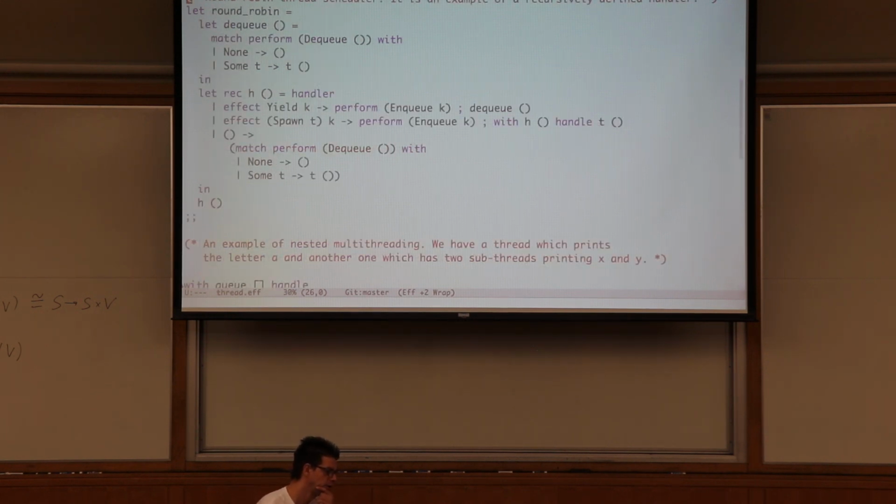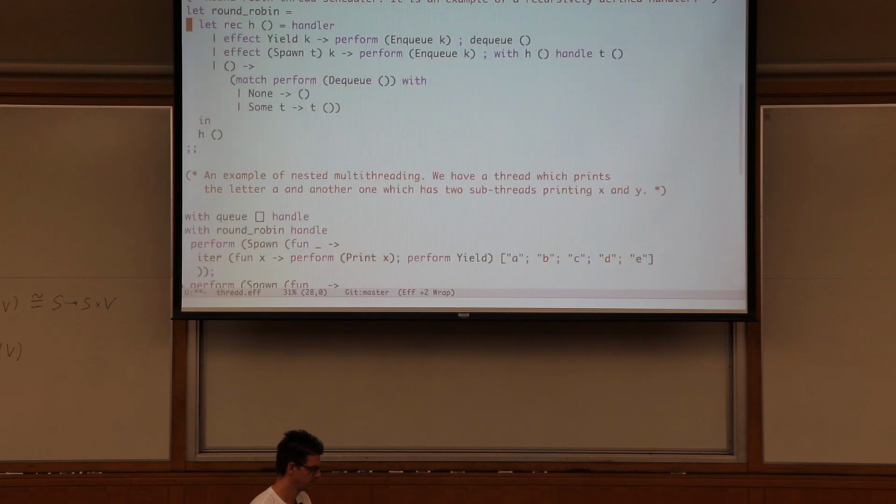Okay, so here's the round robin thread scheduler. Notice that this is going to be a recursively defined handler. So we're going to define a handler which uses itself while it's handling things. And this is seen here. It's a recursive handler H. But here is, first of all, this is not needed. There we go. I hope.